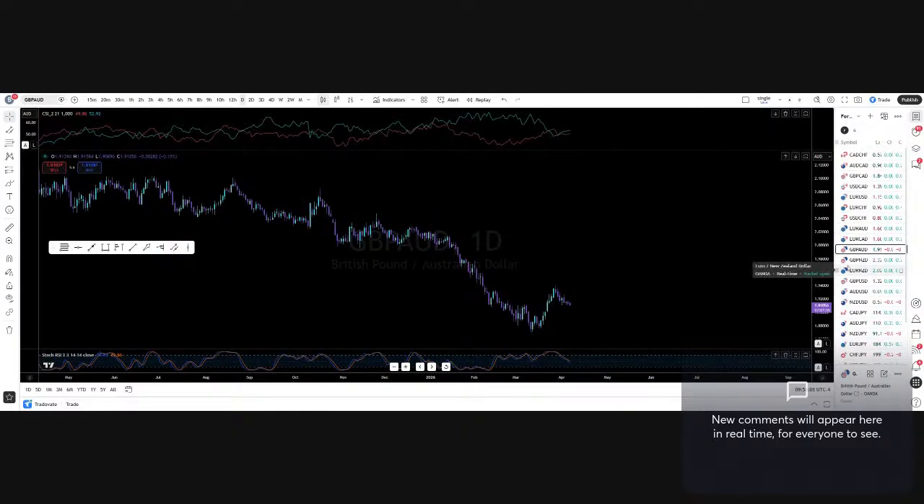So, pound AUD. Again, I was talking about Aussie strength, so of course this tends to be pushing the pound Aussie down. And like I said, the Australian dollar is a little bit interesting right now. We're getting a lot of conflicting signals on it. But I am short on pound AUD.